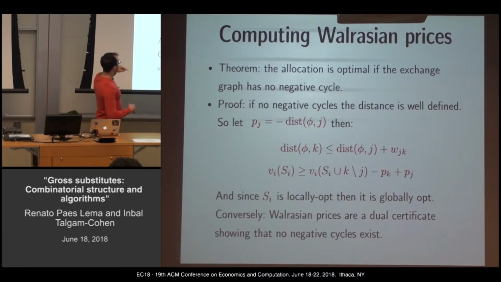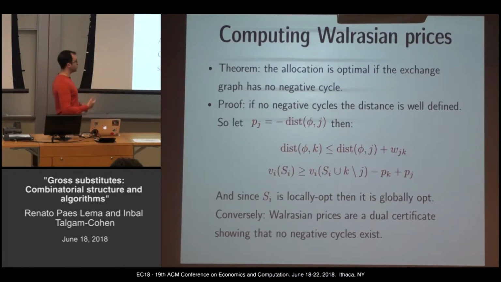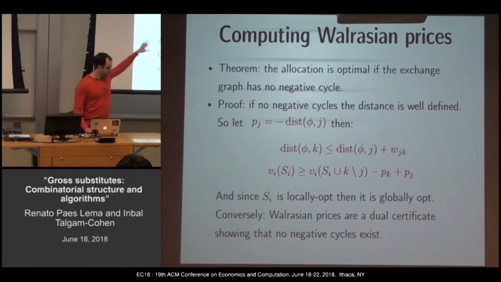And conversely, Walrasian prices. So I proved one direction: there are no negative cycles, the allocation is optimal, and I can find Walrasian prices. And the opposite is also true just by replaying the proof in reverse. If there are Walrasian prices, I can define a distance function. If there exists a distance function, there are no negative cycles. And then just read the proof backwards.